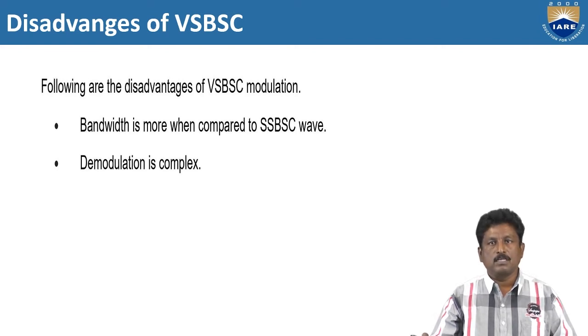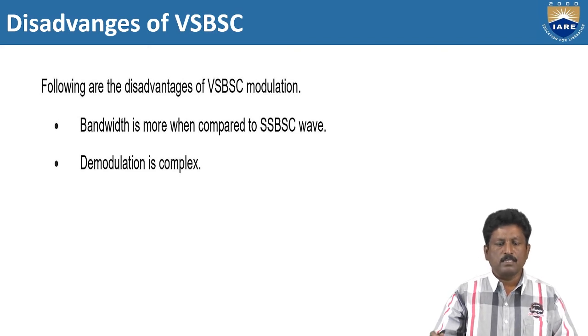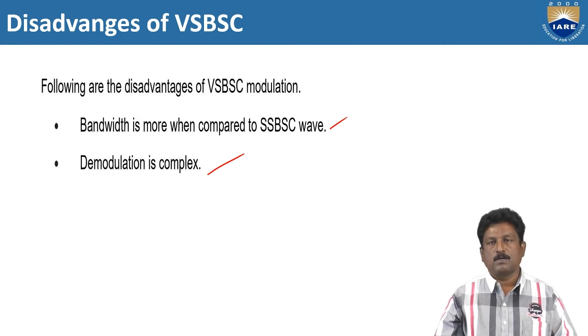Compared with SSB, a part of the other sideband, the vestige, makes it a little more than the actual requirement of the SSB. So bandwidth is more when compared to the SSB-SC wave only. The second drawback is that demodulation is complex. On the receiver side, we finally receive the modulated wave, the VSBSC wave, and regenerating or retrieving the original signal m(t) will be complex.